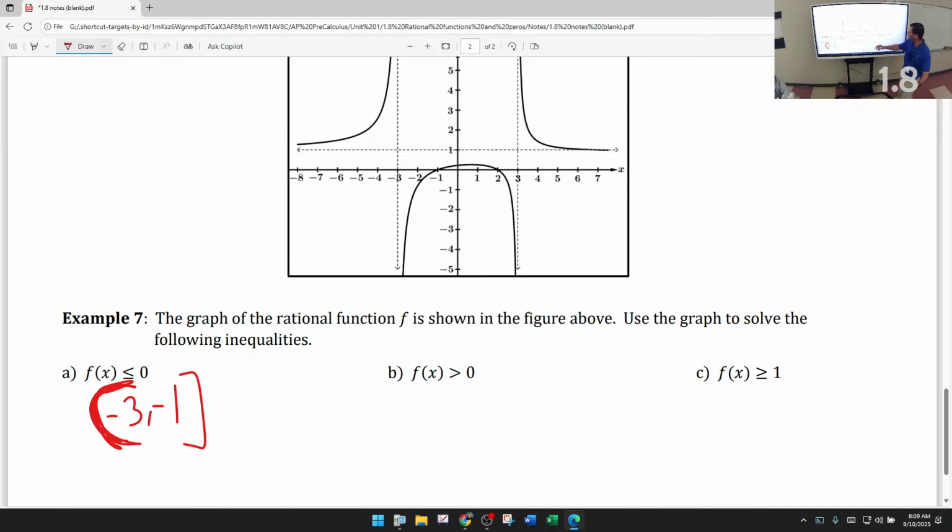Oh, I'm not done. I'm also below this graph from 2 to 3. 3 also is a parenthesis. 2 is a bracket. If you want to put a comma or you want to put union or whatever you want to put in between that.